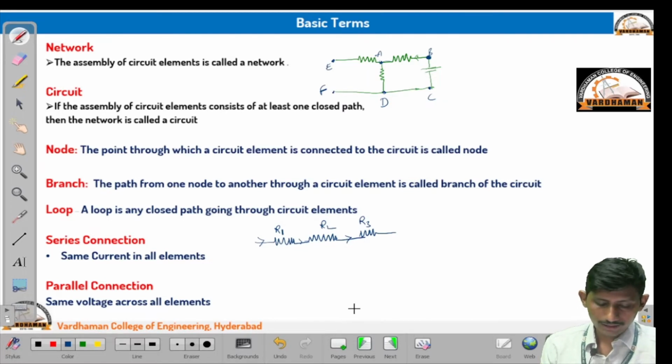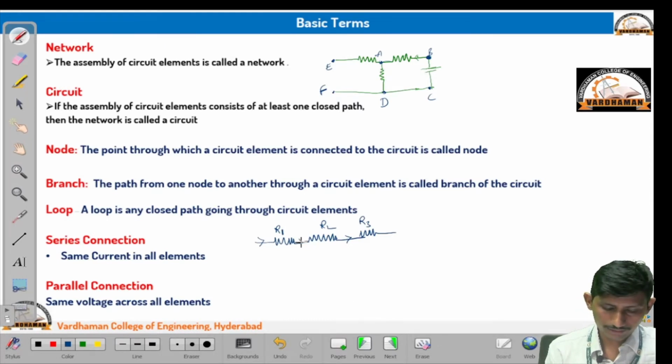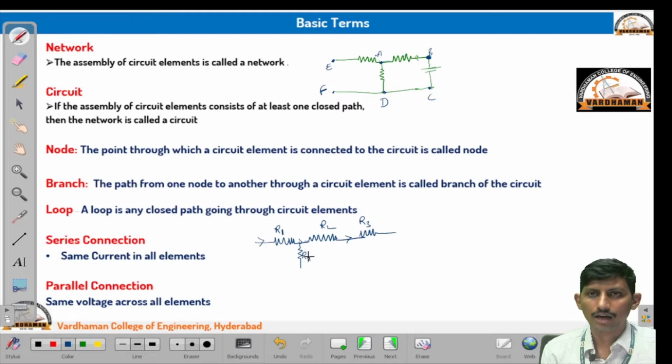In other words, we can say that if two elements are connected at only one terminal of the element, then it is called series connection. The condition is there should not be any other element connected at the same connecting point or node. For example, if I connect another resistance R4, then we cannot call R1 and R2 in series. Here only R2 and R3 are in series, but R1 and R4 are not in series connection.